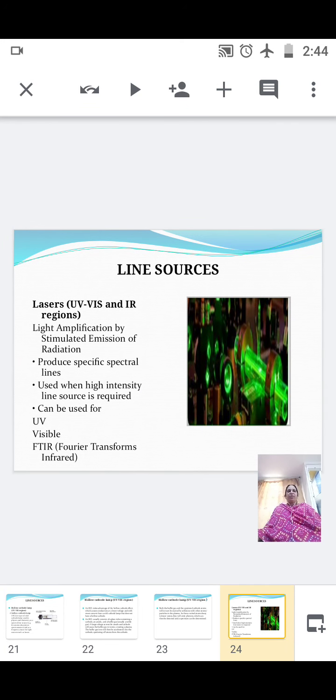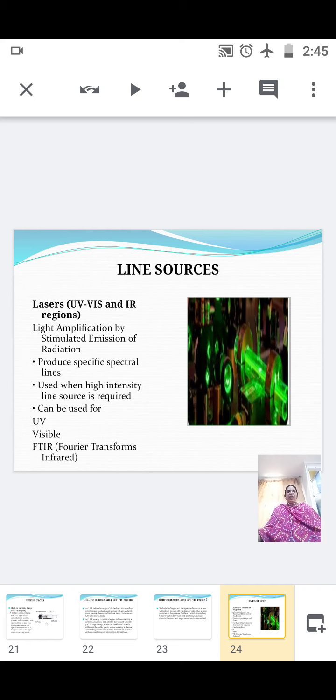So coming to the next, till now we have seen the sources of radiation, classified into two types: the continuum sources and the line sources. In the continuum sources, we have seen three basic types: tungsten filament lamps, deuterium lamps, mercury xenon arc lamps and deuterium arc lamps.